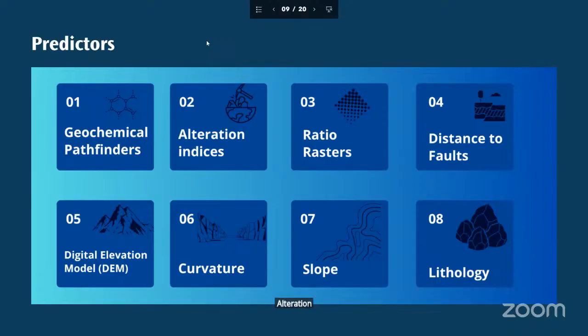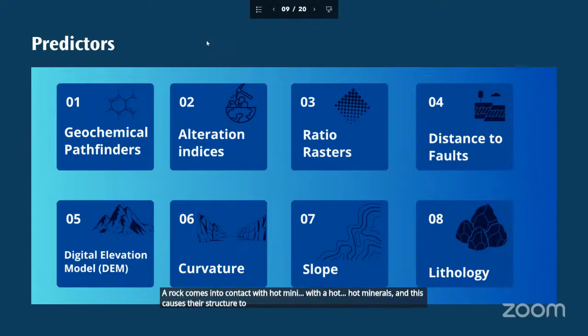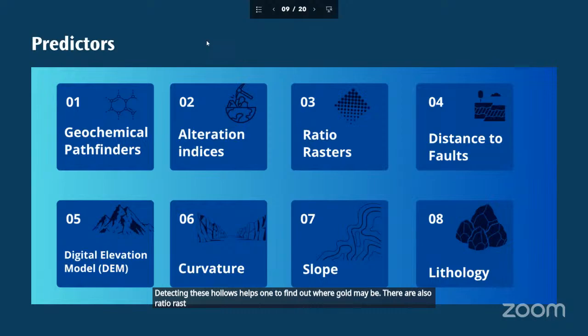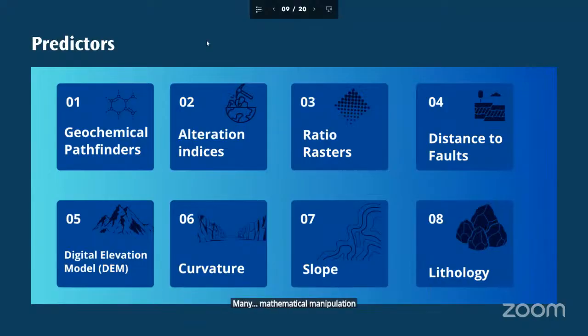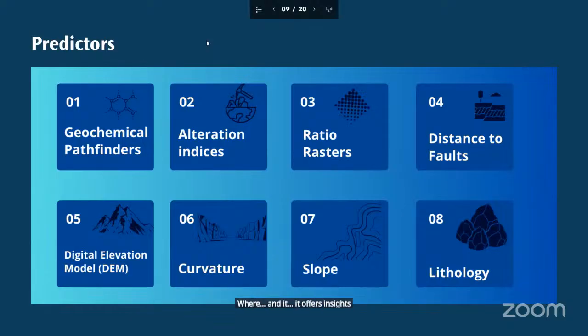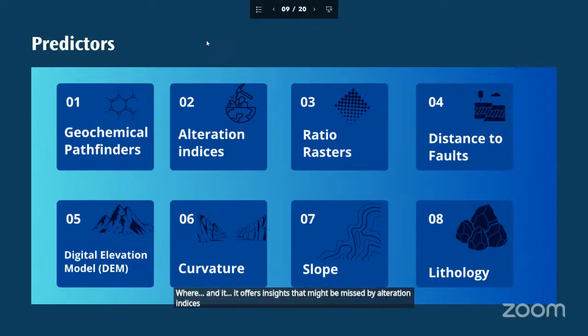Alteration, in the case of soil, is where a rock comes into contact with hot minerals, and this causes their structure to be altered. This leaves traces. It leaves a sort of hollow around those rocks, and detecting these hollows helps one to find out where gold may be. There are also ratio rasters. These are rasters created from doing certain mathematical manipulation on rasters or data sets, and it offers insights that might be missed by alteration indices and geochemical pathfinders.